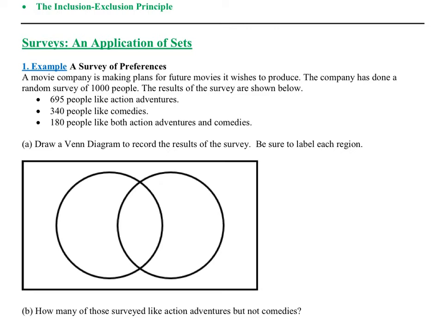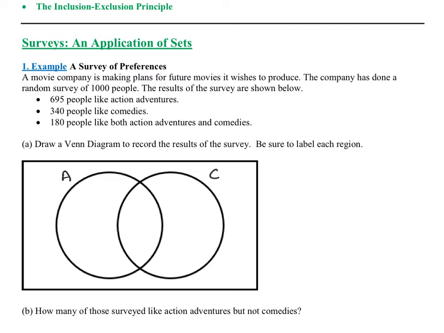So let's think about this. We need to label these. So I'm going to label these sets, but I want to make sure it makes sense to the name. So I am going to use an A, and that's going to stand for action adventures. And then I'm also going to use a C, which is going to stand for comedy. And if it's clear to the reader which one would stand for which, A, action, C, comedy, that's great.